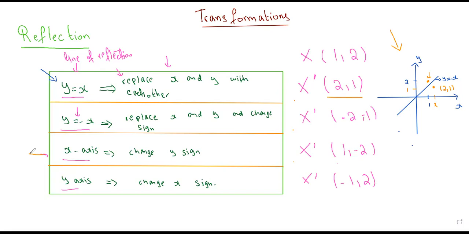Let's talk about this one. Okay, now let's say I have the line of reflection as x-axis. Now what is x-axis? This is going to be the line of reflection in our case. This is the line of reflection. Let me make a point. Let's say the point again is 1, 2. So this is the point.